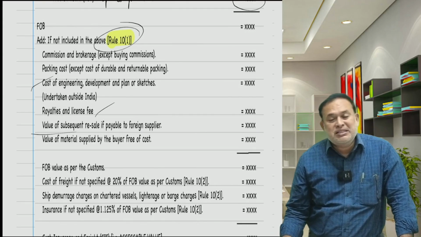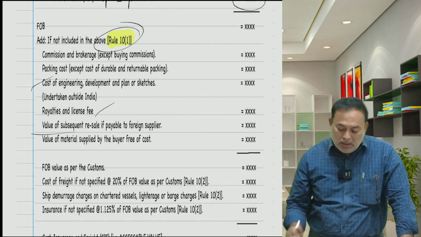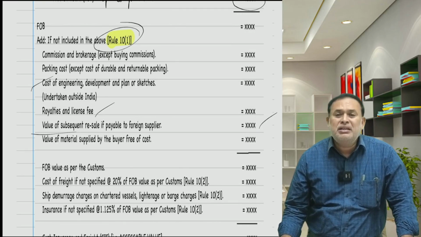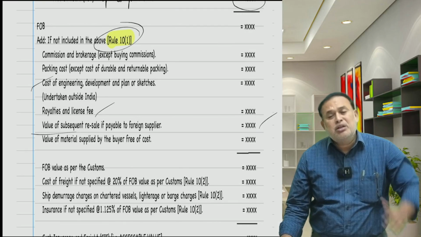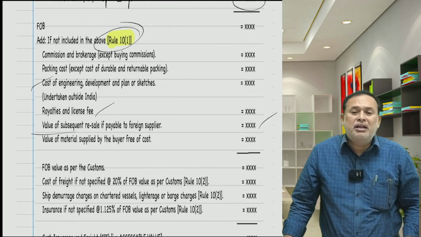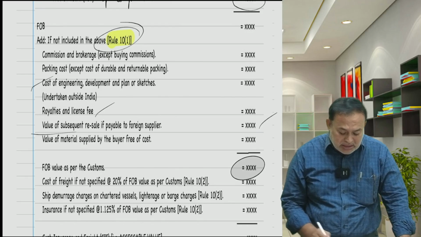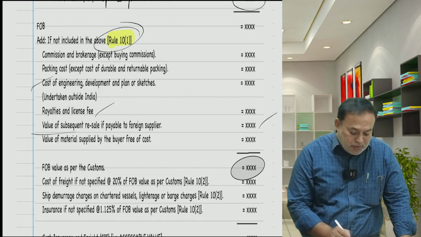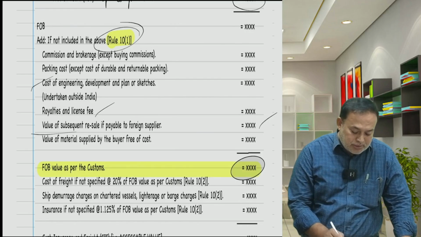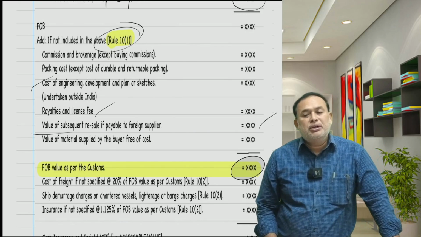The value of subsequent sale in India, shared with the exporter by the importer, that value should be added. The value of material supplied freely by the importer to the exporter before importation, that value of material should be added to arrive at the value. That value is nothing but, what you know, my dear friends, the FOB value of customs. FOB value of customs.